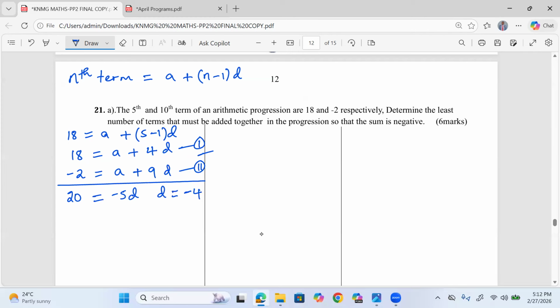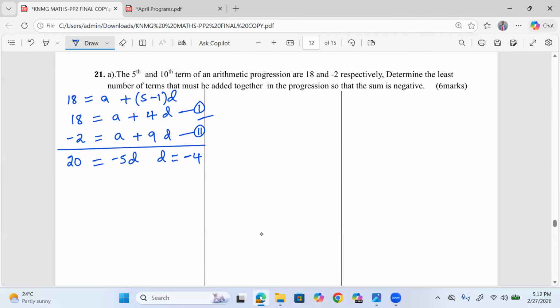Now with d as -4, we can get the value of a. 18 equals a plus 4d. This is -16, meaning that negative 16 will be added. So 18 plus 16 gives us 34. So the first term is 34. The common difference is negative 4 in this particular progression, which is arithmetic.